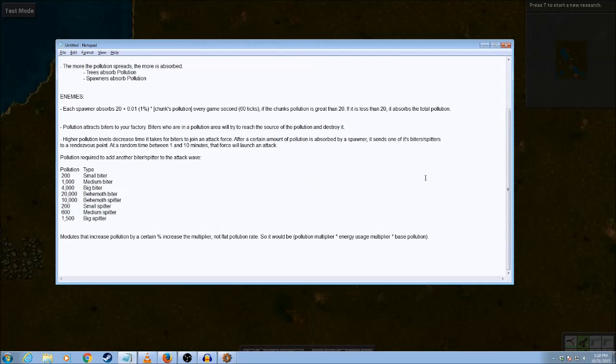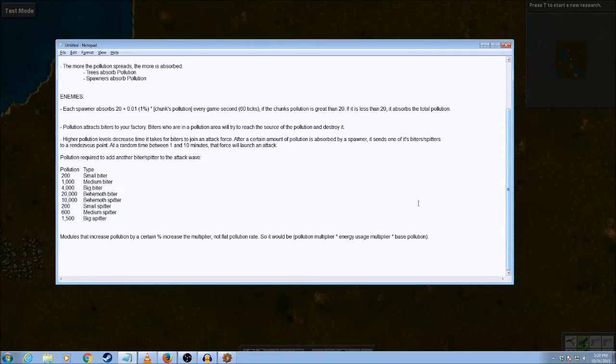Again, if the evolution factor is not high enough for these to be spawning anyway, it won't just spawn them for no reason. It's only going to spawn what it has to work with in the evolution factor. Okay, so that's how that works. That's how the pollution affects their attacks and how big the attacks are. Right? So we got that.